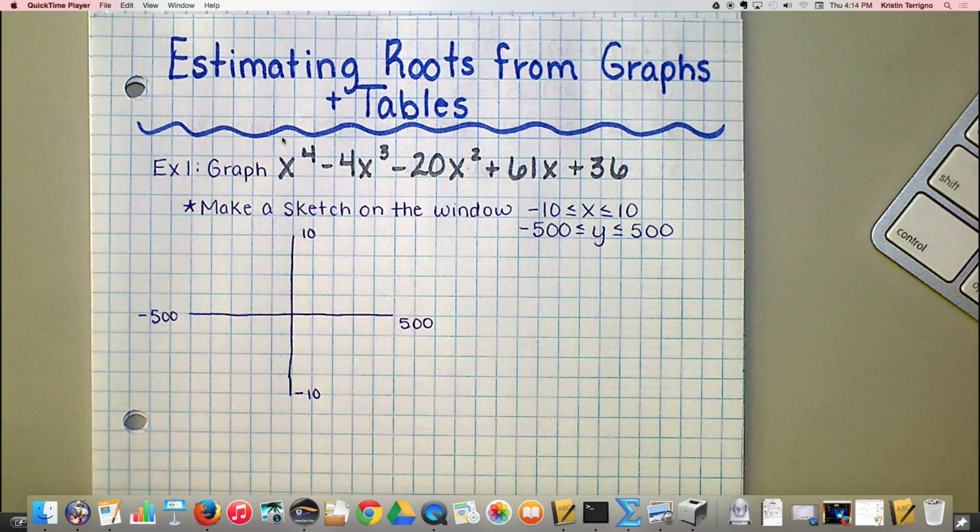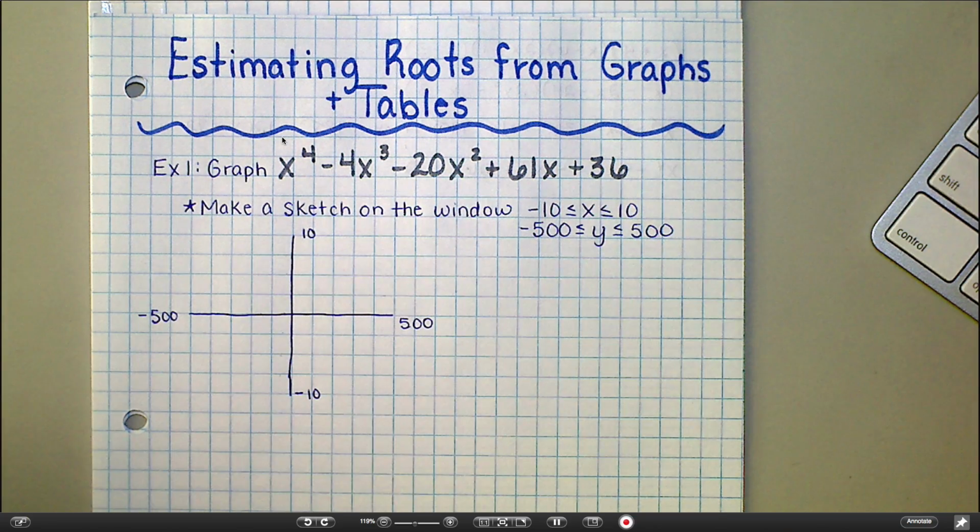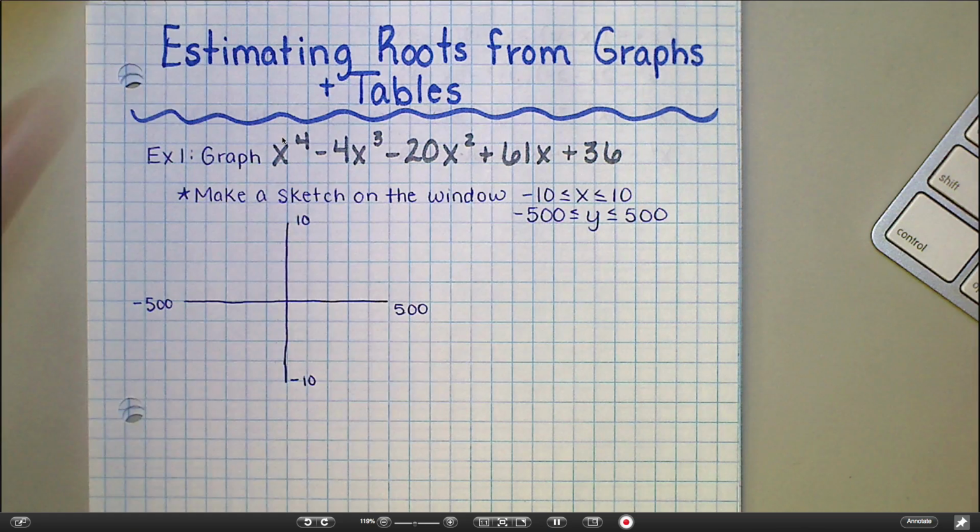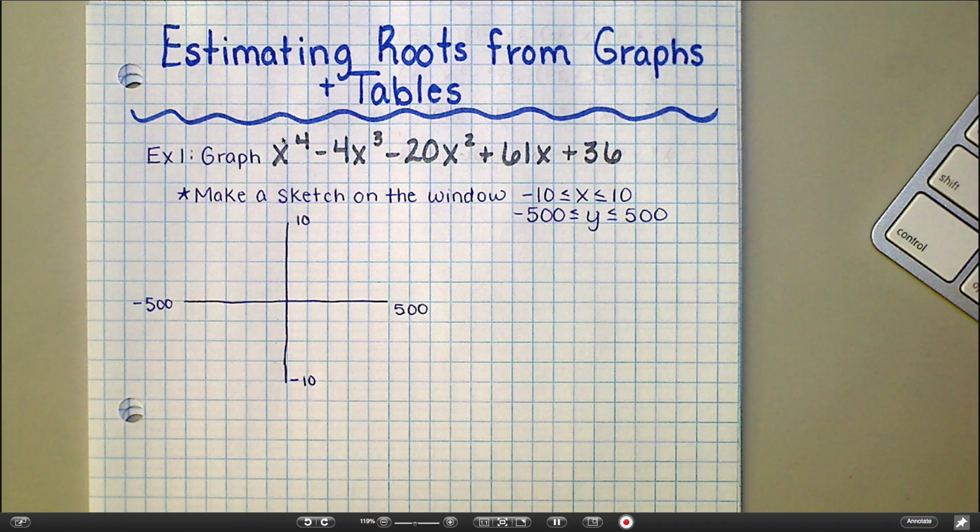Hi everyone. So today's lesson is actually a pretty short lesson. We're going to talk about estimating roots from graphs and tables. Now in the next few days we're going to be talking about more exact ways to find roots. There are lots of different ways to find roots, but we're kind of tiptoeing into it. And actually, like I said, today's lesson is going to be super short. I'm pretty much going to teach it all through this first example.